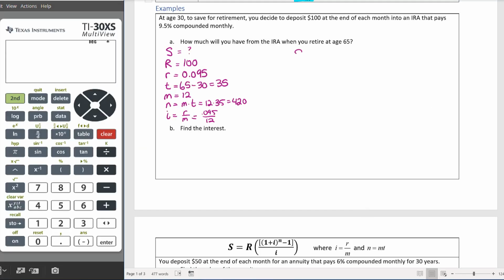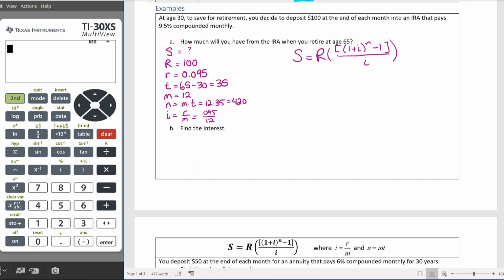And you can probably see your formula up above, but I can't, so I'm going to go ahead and rewrite it here. Notice we have the bracket, which is an extra set of parentheses, 1 plus I to the n minus 1. All of that's over I.